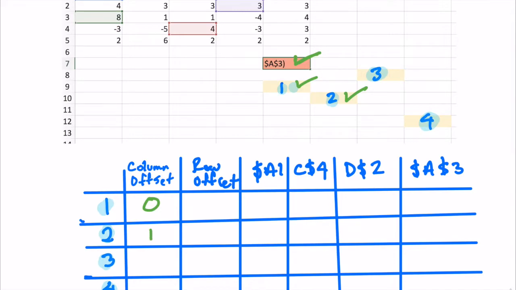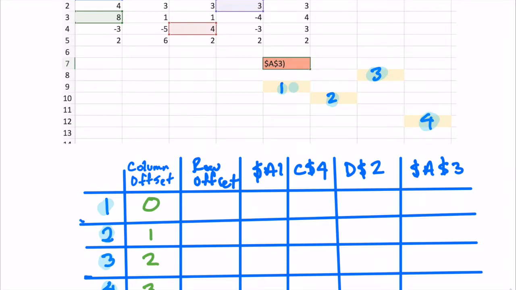For the next one, you start at E7, then you go down 1 row and over 2 columns, and that takes care of 3. For 4, the column offset is 1, 2, 3. Hopefully you understand the column offsets. That's a pretty simple concept. Let's go now to the rows.